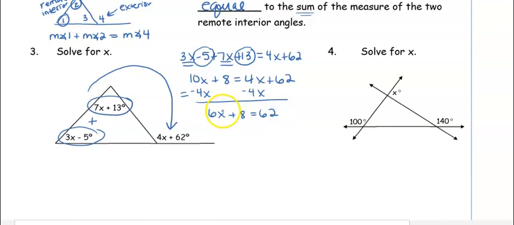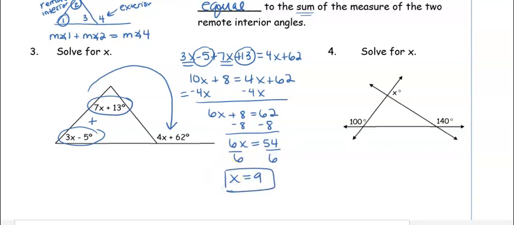I want to isolate the x, so now I'm going to move the 8 over. I'm doing that opposite operation because I'm solving. I'm crossing the equal sign. That leaves us with 54. We divide by 6, and we find that x is going to be equal to 9. So the exterior angle theorem says that we add the remote interior angles and set it equal to that exterior angle.